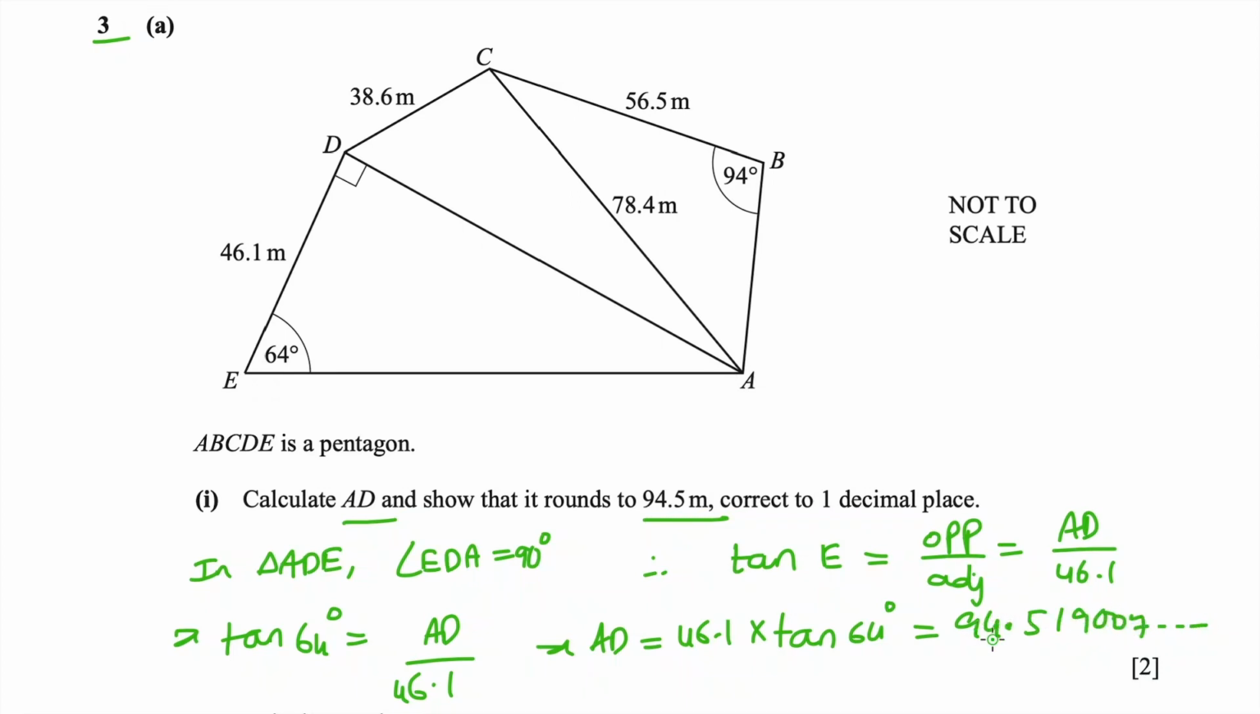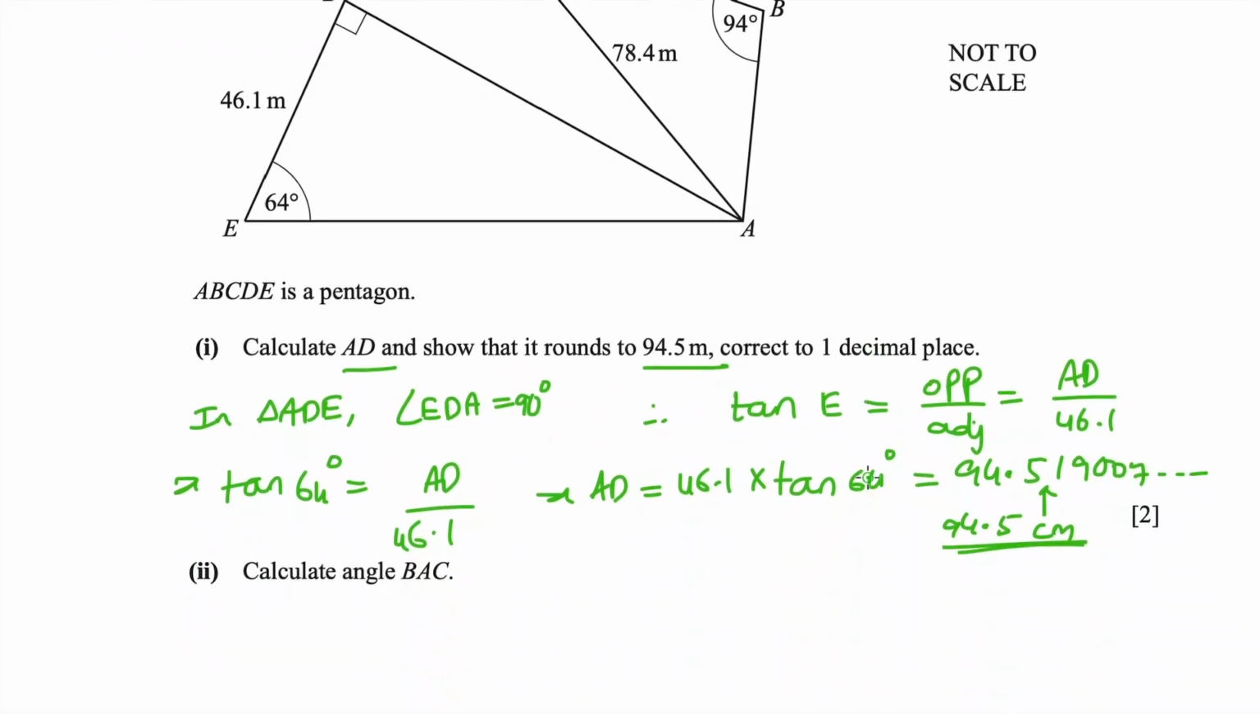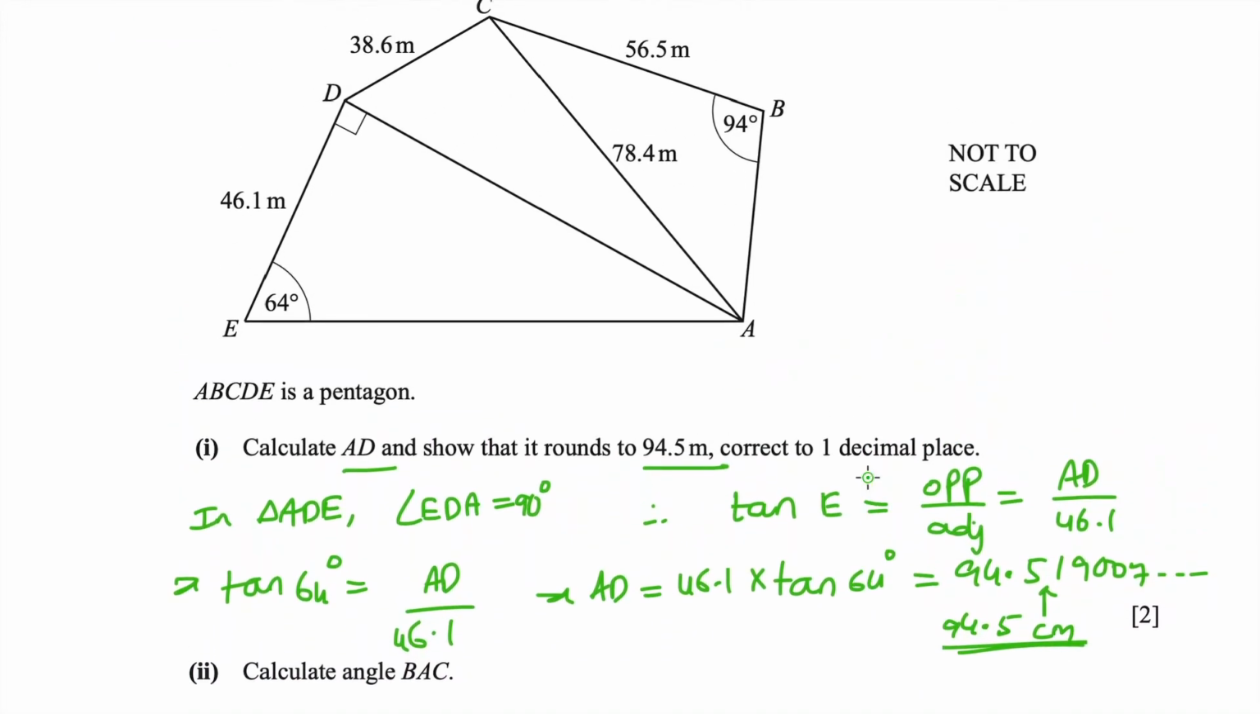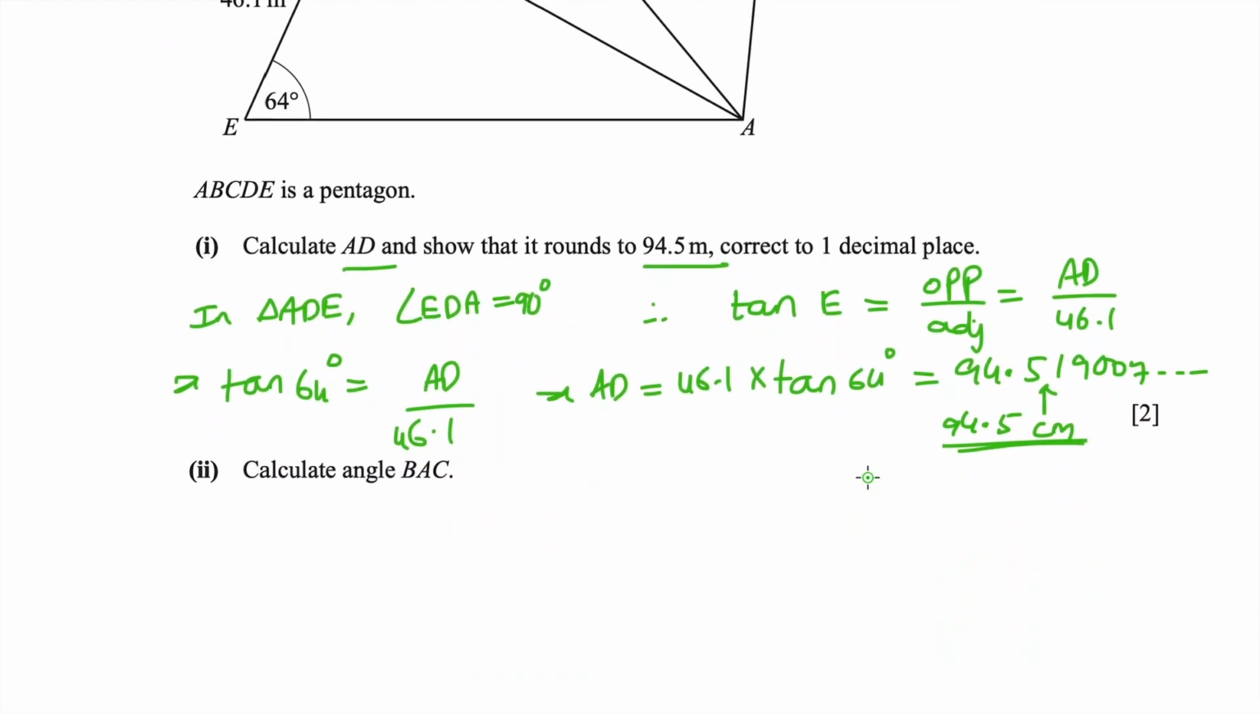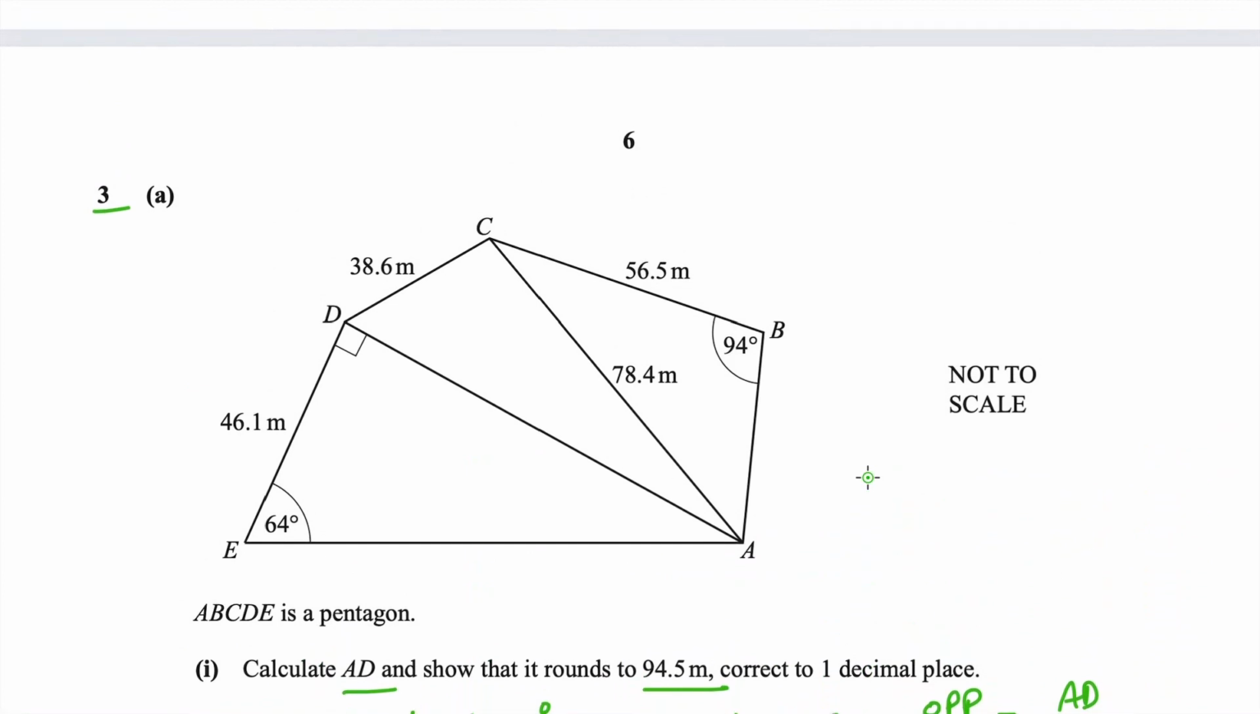94.519007 and so on. Now if I cut it to one decimal point, since 1 is less than 5, everything will go out and it is 94.5 meters. That's it. We have already proved it. It rounds to 94.5. Second point, calculate angle BAC.